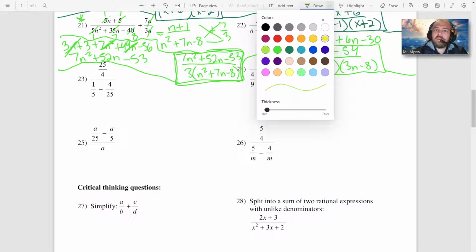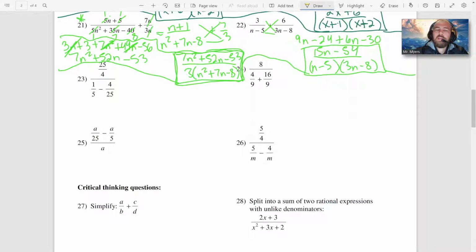Maybe go to yellow next, and then increase the thickness, because yellow is a little harder to see. Okay, so now what do you do when you have fractions on fractions? Well, you could combine the fractions on the top and on the bottom. On the top, the fractions are already together. On the bottom, they're not, but you could put them together. That's one way to do it. However, another way to do it would be to just multiply by the LCM of all the denominators.